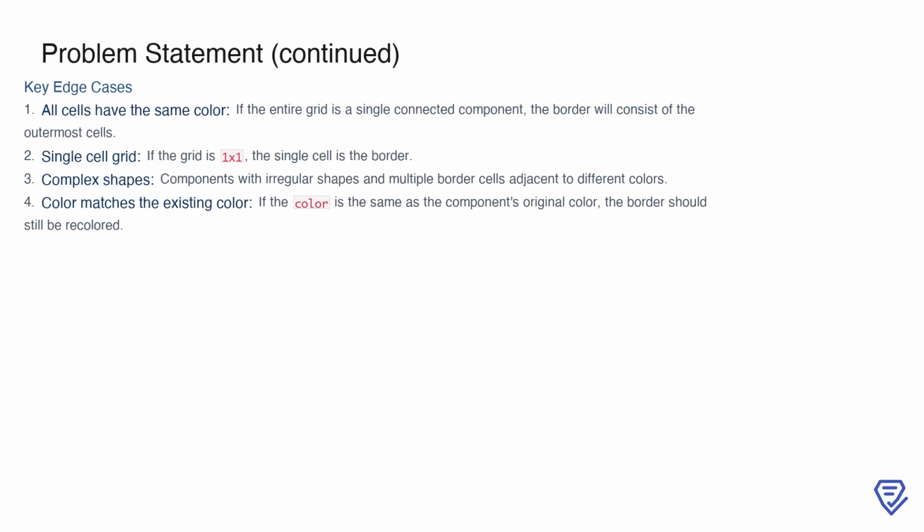Finally, let's discuss some key edge cases for this problem. First, if all cells in the grid share the same color, the entire grid might form a single connected component, and its border will consist of the outermost cells. Second, if the grid is a single cell, that cell is inherently its own border. Third, for components with irregular shapes, the border cells may include multiple cells adjacent to different colors. Lastly, even if the new color matches the original color of the connected component, the border cells must still be updated to ensure they are explicitly recolored as per the problem's requirements.